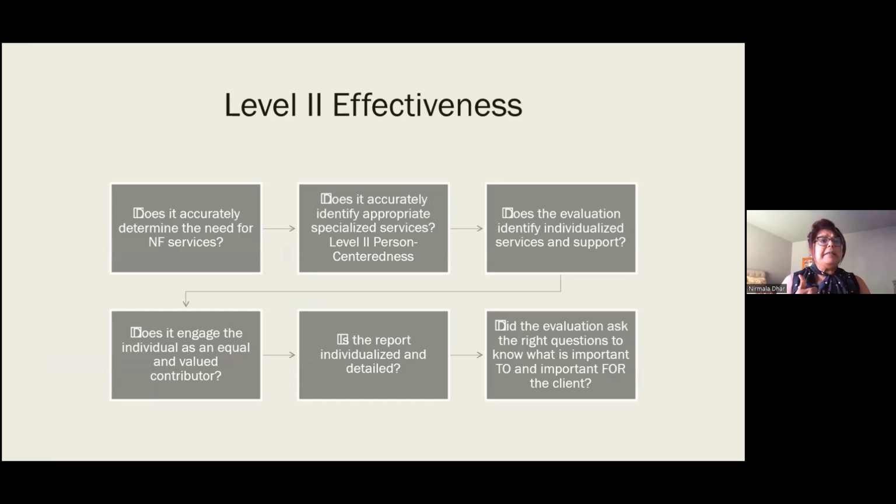Does it accurately determine the need for nursing home services? Does it accurately identify appropriate specialized services? Does the evaluation identify individual services and supports? Does it engage the individual as an equal and valued partner in the assessment? Is the report individualized and detailed and not like a cookie cutter out of your EHR? Did the evaluation ask the right questions to know what is important to and important for this person living in the nursing home?